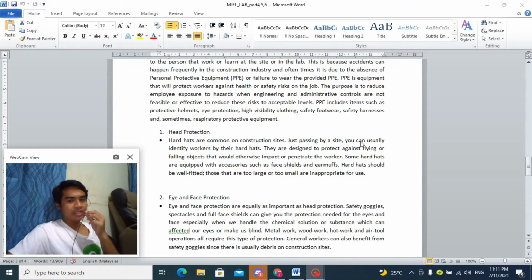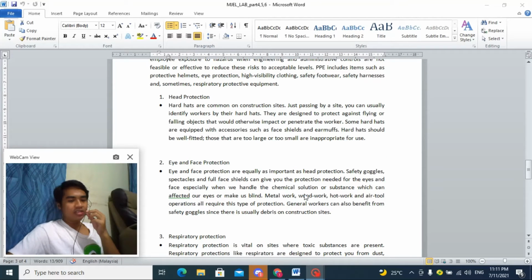Just passing by a site, you can usually identify workers by their hard hats. They are designed to protect against flying or falling objects that would otherwise impact or penetrate the workers. Some hard hats are equipped with accessories such as face shields and ear muffs. Hard hats should be well fitted. Those that are too large or too small are inappropriate for use.